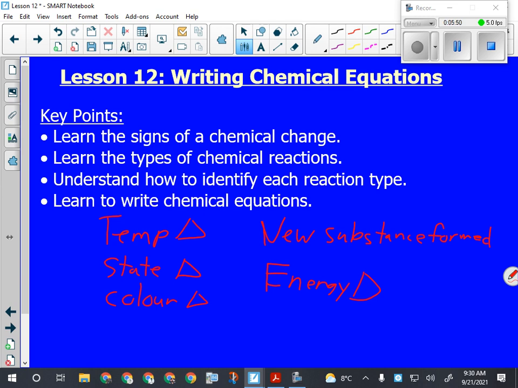Even solubility, dissolving something in water, is only a physical change. I can get it back. All I have to do is evaporate off the water and I'll have back the stuff I dissolved. But a chemical reaction produces new substances and is thus not reversible.